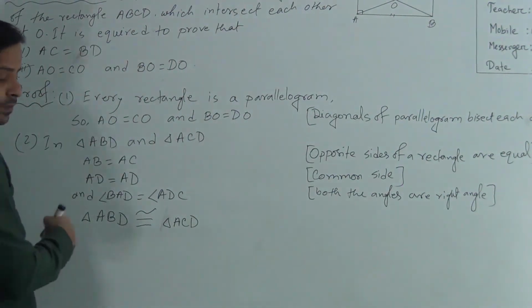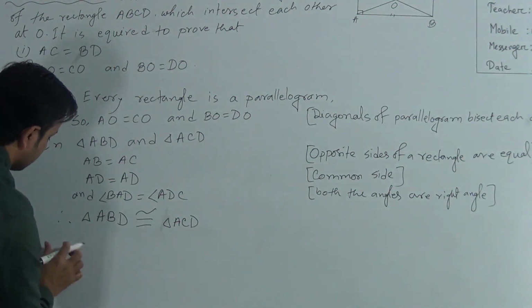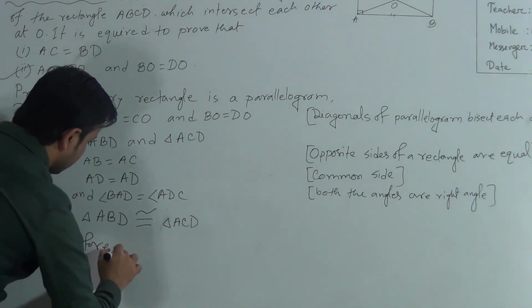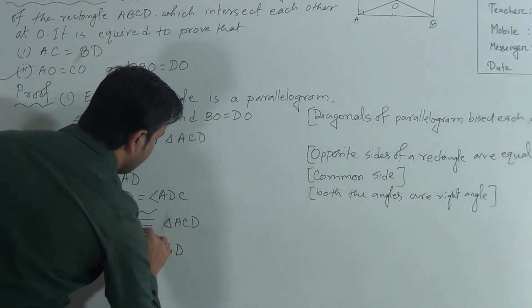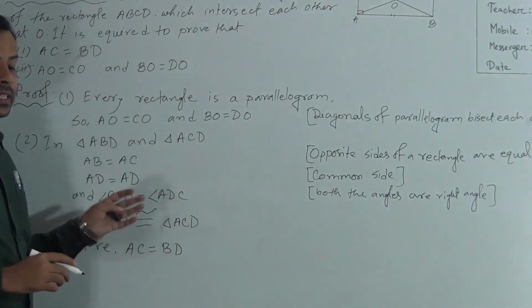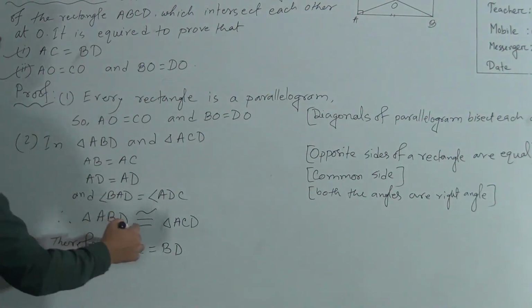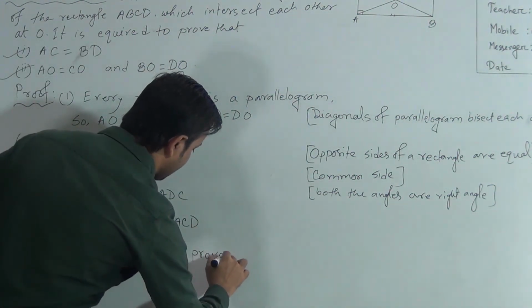We can say AC is equal to BD. Therefore AC is equal to BD. The proof is done here. As we need to prove AC equal to BD, so we can write here proved.